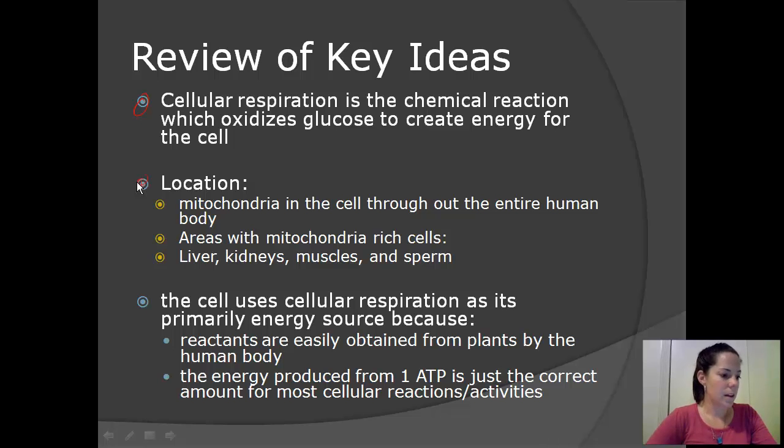And finally, the cell uses cellular respiration as its primary energy source because reactants are easily obtained from plants by the human body. And also, the energy produced from one ATP is just the correct amount for most cellular reactions and activities. So that brings us to the end of cellular respiration.